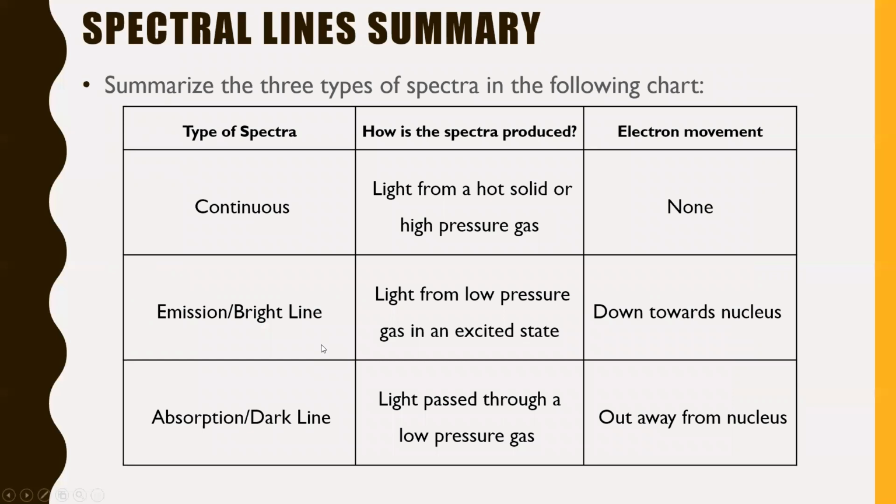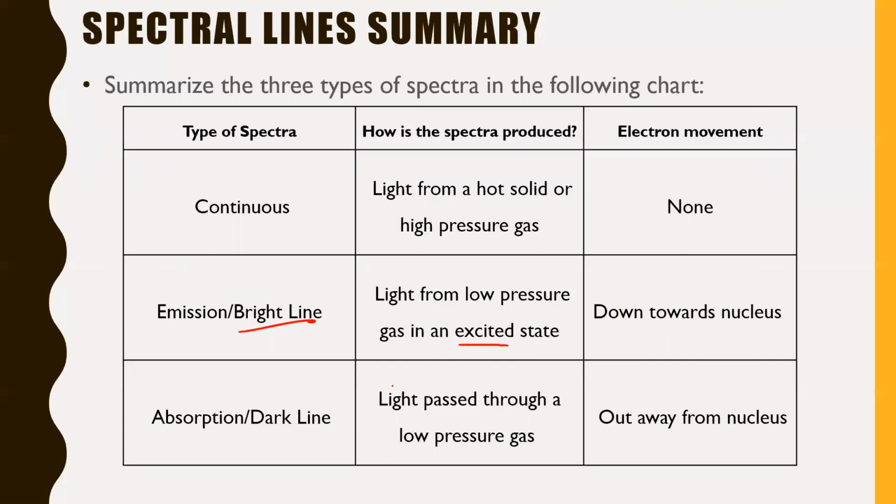Okay, so summarize the three types of spectra on the following chart. For continuous spectra, how is it produced? Well, just light from a hot solid or high pressure gas. There's no electron movement because it's a continuous spectrum. Now with emission, which is bright line, so bright lines in a dark field, emission is light from a low pressure gas in an excited, or in other words, a heated state. So what's happening is they are emitting energy. So the electrons are going down towards the nucleus, okay?